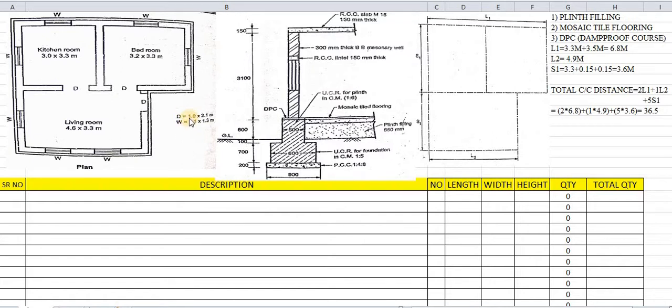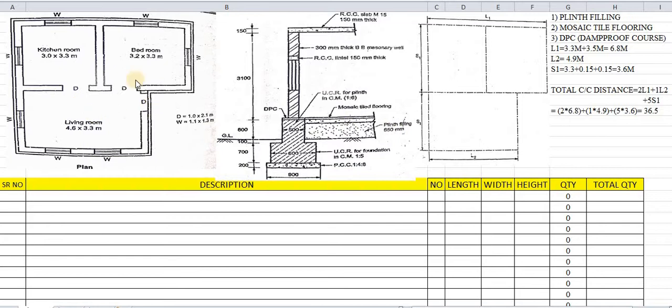So for the door, the dimension has been given as L into H. This L is nothing but 1 meter, H is nothing but 2.1. Same way for windows, L is 1.1 and H is 1.3. So these two schedules of openings have been given for doors and windows. Moreover, I have already explained DPC, mosaic tile flooring and plinth filling.